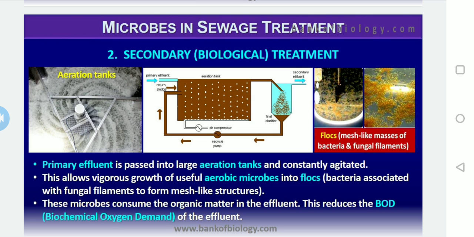This is very important because in most questions they will ask what is a floc. The floc is a mass of bacteria associated with fungal filaments to form mesh-like structures. Now the second step in the secondary treatment: the growth of microbes consumes the major part of the organic matter in the effluents. This significantly reduces the BOD, that is biological oxygen demand, of the effluents.